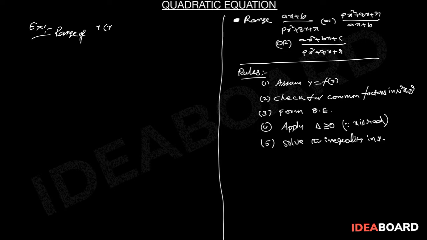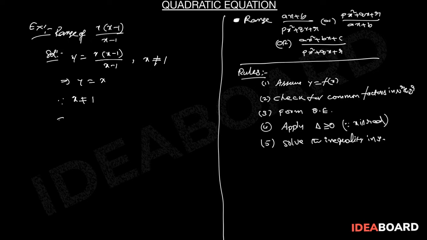For example, the range of x into (x minus 1) by (x minus 1). Solution. Let y equal to x into (x minus 1) by (x minus 1). Here x minus 1 is the common factor, so x not equal to 1, that implies y equal to x. Since x not equal to 1, that implies y not equal to 1, therefore range equal to R minus {1}.